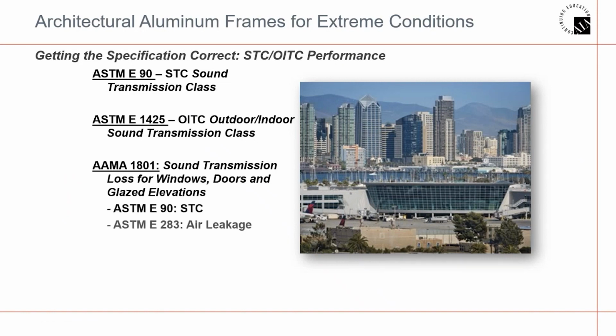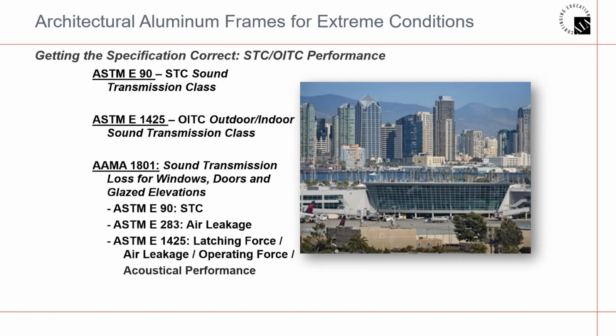And lastly, AMA 1801. This standard was written to mainly focus on windows, doors, and exterior glazing. It includes testing for sound degradation, but it also includes air leakage. We know that sound moves through holes and gaps. Air leakage and sound transmission are closely linked. AMA 1801 includes both the above test methods and an air test. This is the standard that you really need to focus on and include in your specification.